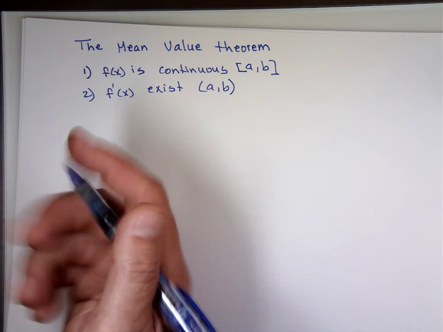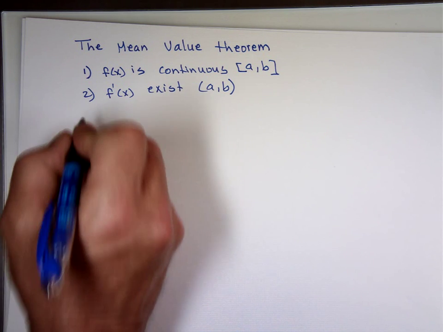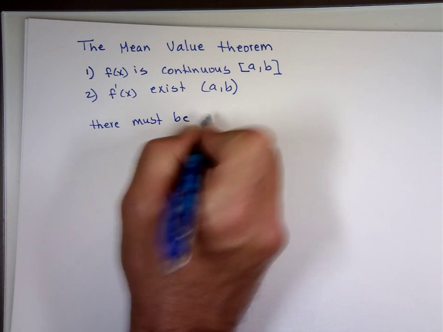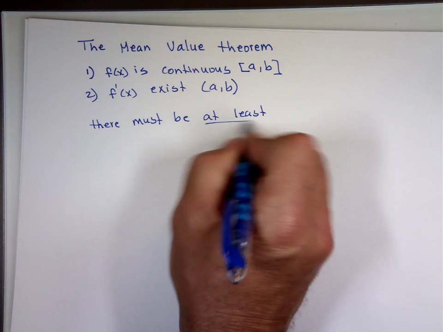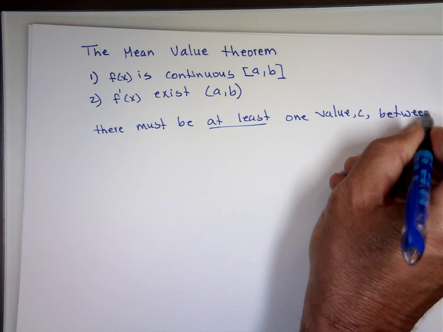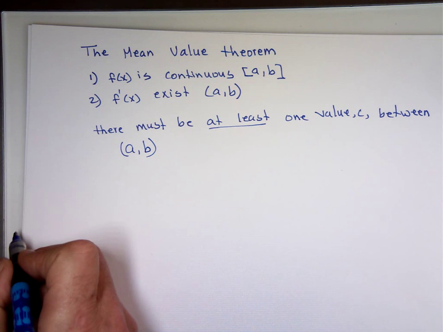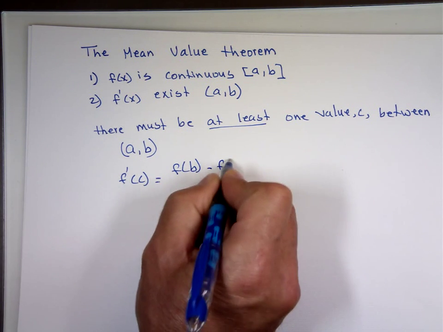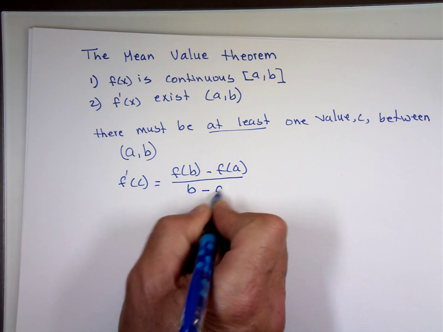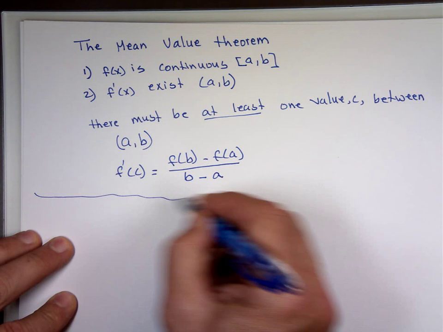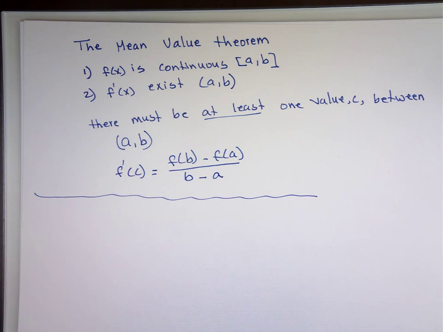It says there must be. If you can satisfy these two conditions, there must be, it could be more than one, at least one value, we'll call it C, between a and b, or in the interval a and b, where the derivative at C will equal f of b minus f of a divided by b minus a. That's the mean value theorem, the average.